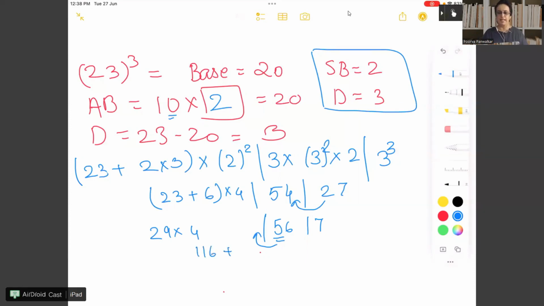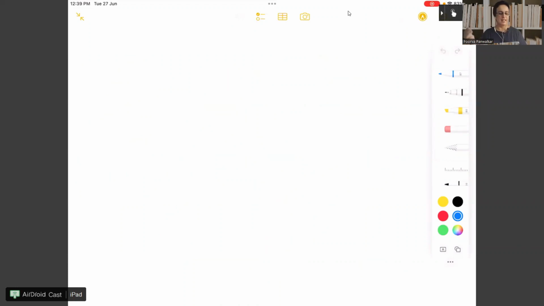This 5 from the second term is added here. The 6 and the 7 stay as they are. So 116 plus 5 gives me 121. Second term is 6 and the final term is 7. So my final answer of cube of 23 comes out to be 12167. So you all must have realized that the otherwise tedious, time-consuming process of finding the cube of numbers has become so simple, so easy. So let us understand and get better with what we did in the second example.